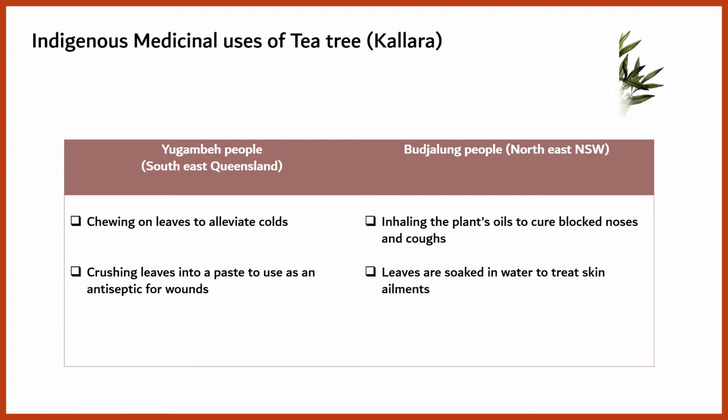With Indigenous name Kalara, the tea tree plant has a long history of traditional medicinal use. The Ugambe people of southeast Queensland use the plant by chewing on the leaves to alleviate colds and headaches, or crushing the leaves into a paste to be used as an antiseptic in treating cuts and wounds. Whilst other Indigenous communities, such as the Bundjalung people of the northeast New South Wales region, utilise tea tree oil in its liquid form. By inhaling the oils from the crushed leaves, coughs and blocked noses were cured. Furthermore, the tea tree leaves were often soaked in water to make an infusion used to treat skin ailments.